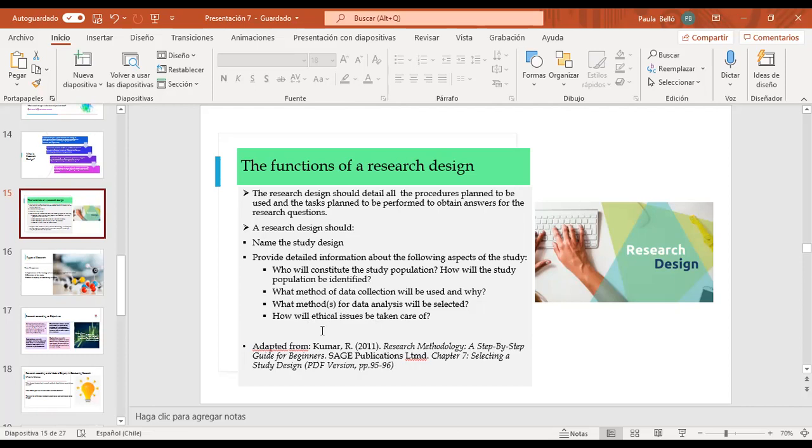Remember, in general, on ethical issues, you have to respect your participants. Don't force them to participate. Respect their answers and the experience that they are sharing, and do not impose your own understanding or feelings on what you're reading. So Kumar, chapter 7. Those are in general the functions of a research design, and that's why we need to pay so much attention to how we choose this design and how we arrange it.